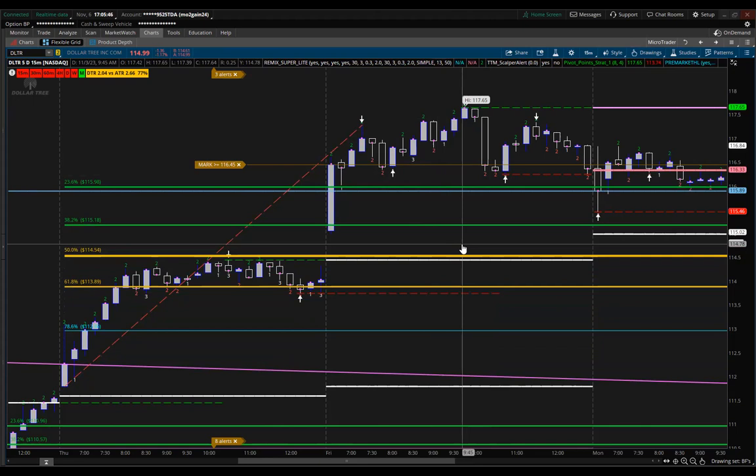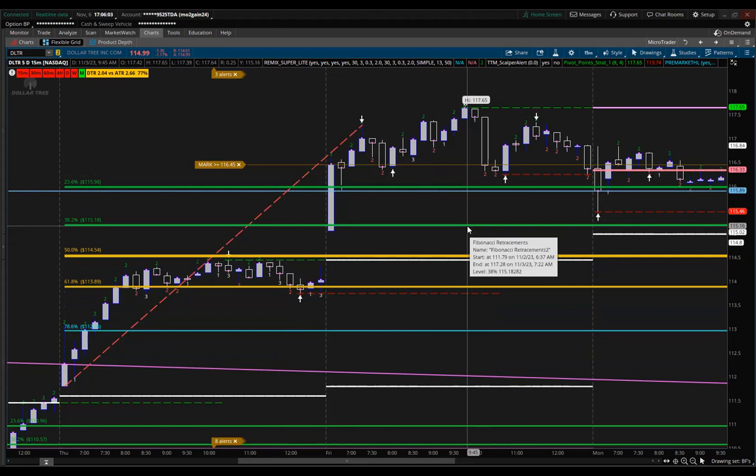So again, why would you get out of this play if price is not getting back below or closing below the levels we say we're going to exit at? If your plan is to exit at the 38.2 and price has to close below the 38.2, then that's what we're going to do. If price never does that, why get out of the play?